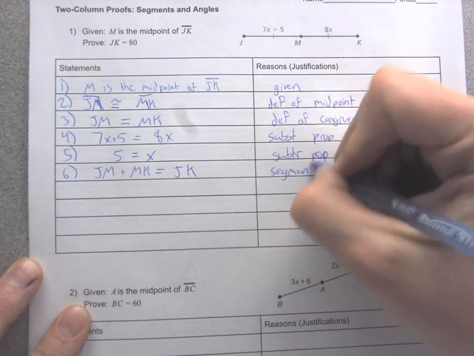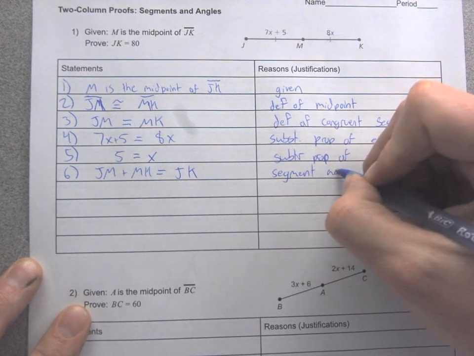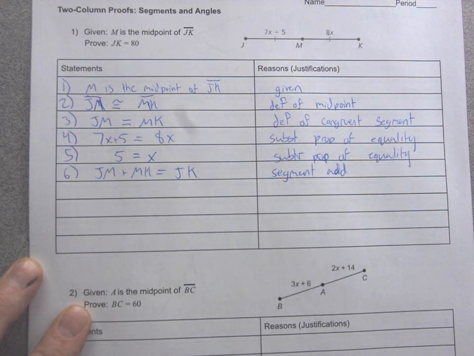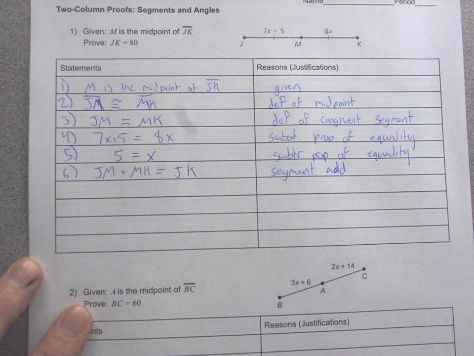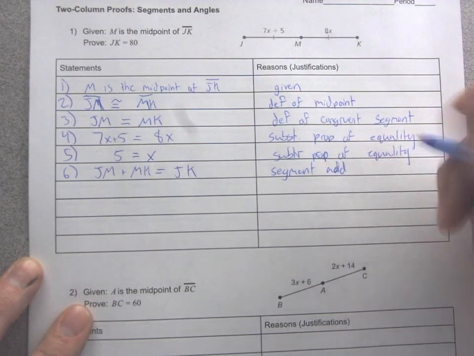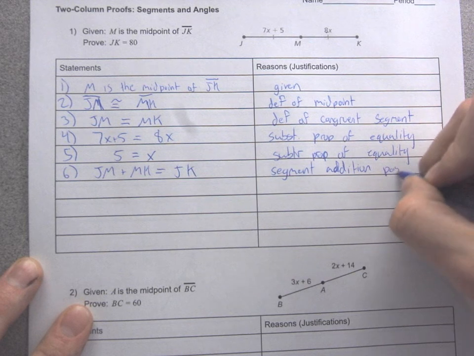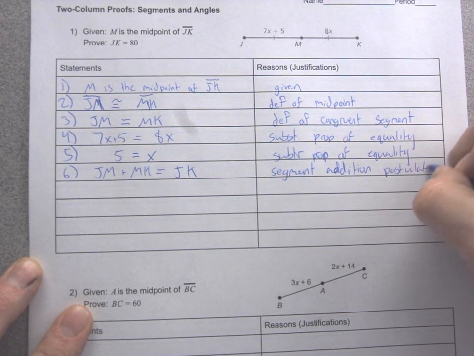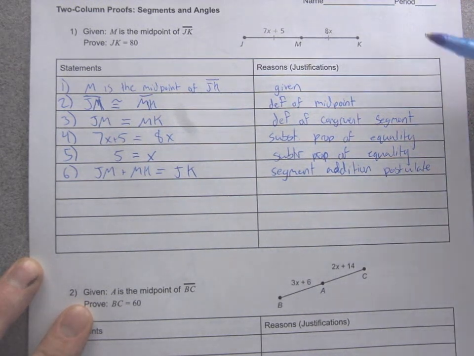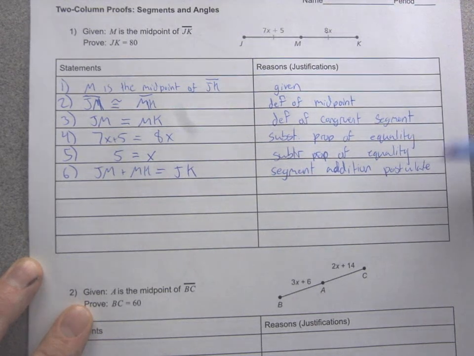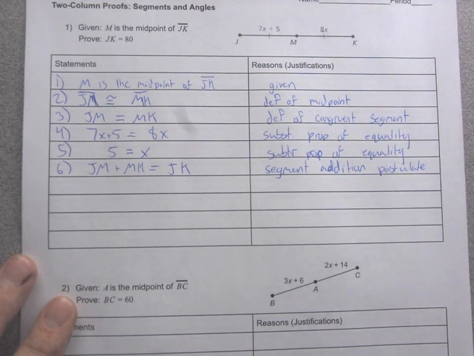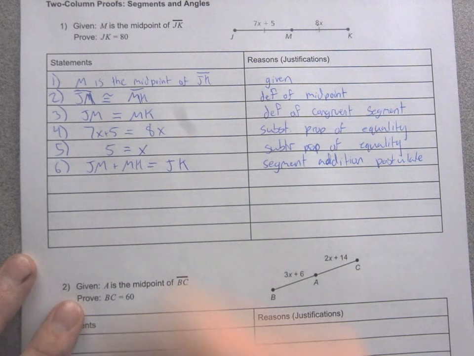So if you're not familiar with the segment addition postulate yet, I would go check out the videos that I posted or read what I wrote on your note sheet, so you can get familiar with how that works. So notice that all of my justifications are either definitions or properties or postulates, right? They're mathematical facts that we already have established in some way.